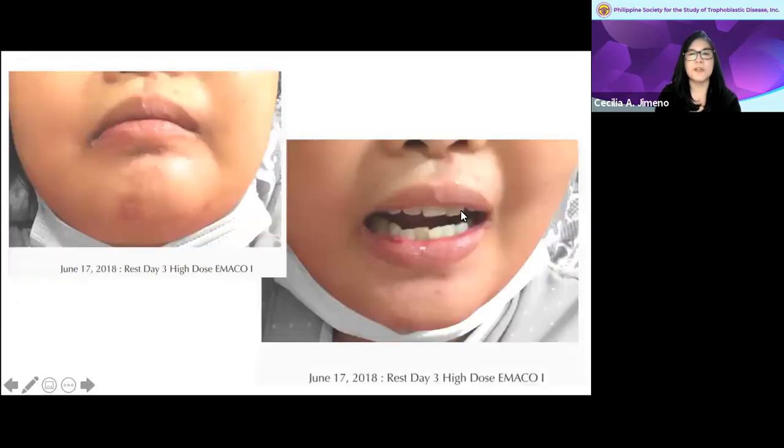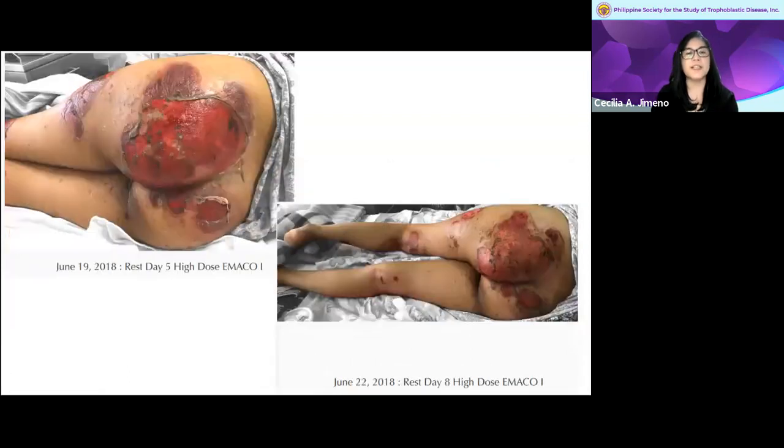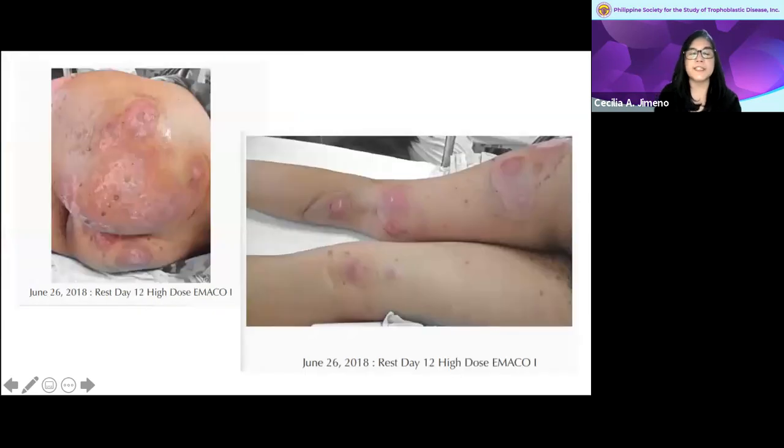You can appreciate that there was not much mucosal involvement. There was some angular stomatitis, I think, some dryness of the lips, some cheilitis, but there was really not much mucosal involvement. And then you can appreciate the rapid progression. This is rest day 2, and then this is rest day 3. But we also appreciate actually that pictures were taken every 3 to 4 days. So you can see also the rapid improvement, so that by rest day 12, you can see the nearly full resolution of the skin lesion.